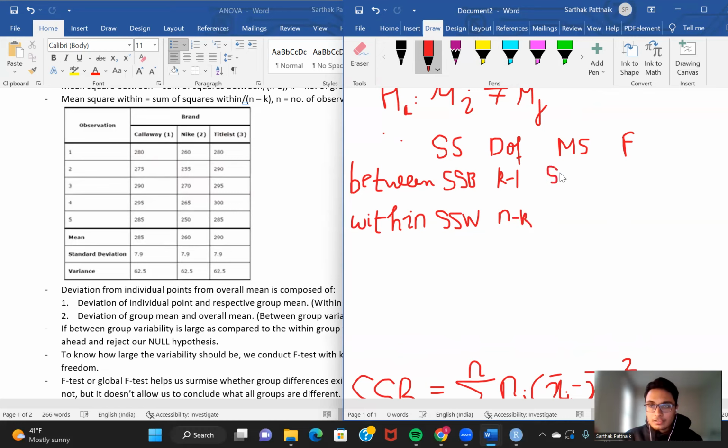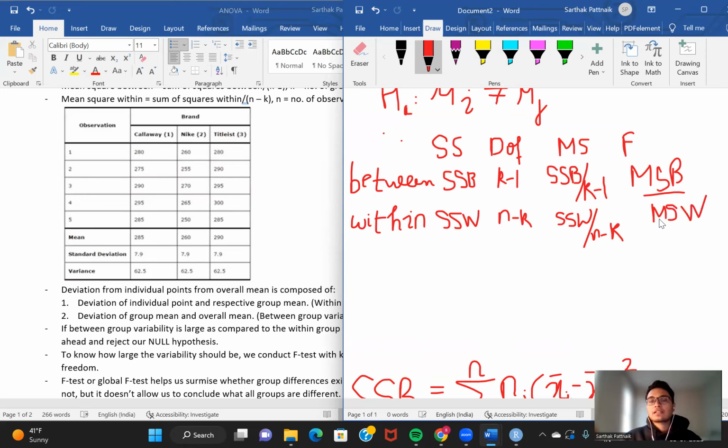Mean square is nothing but sum of squares divided by the degree of freedom. This is going to be sum of square divided by the degree of freedom. And finally, you have the F statistic value, which is nothing but mean square between divided by mean square within. This is my F statistic value. So this is how the ANOVA table looks for my one-way analysis of variance.